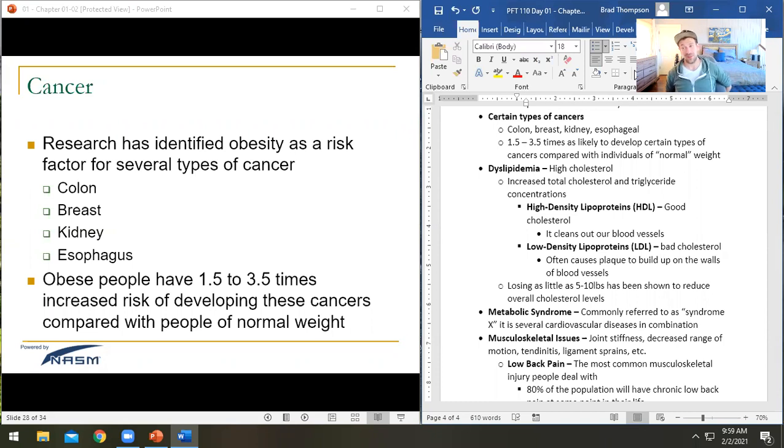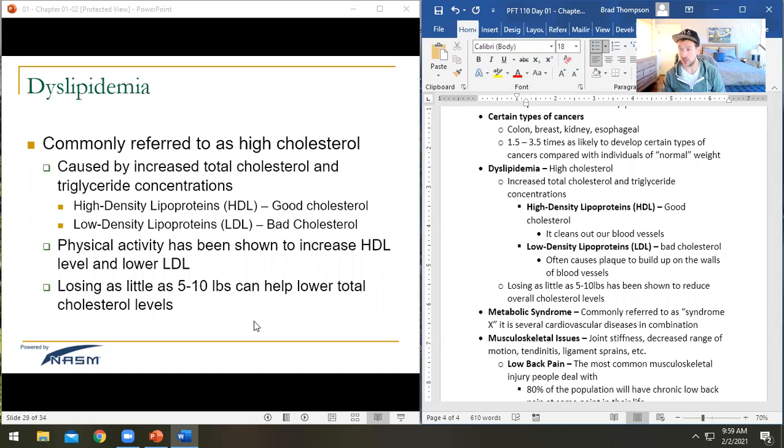So very common, these particular types of cancers, right? People with obesity are 1.5 to 3.5 times more likely to develop these certain types of cancers compared with normal weight clients, right? So why is that? Well, we do know that cancer is an excessive growth of cells. There are more cells in the body with an obese body, so there is an association there.